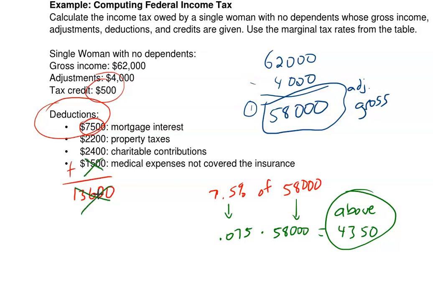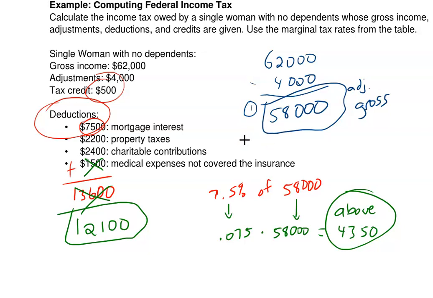So let's recompute this. We have 7,500 plus 2,200 plus 2,400. And that's going to give us an itemized deduction of $12,100. Still better than the standard deduction. So we should definitely take the itemized deduction in this case.